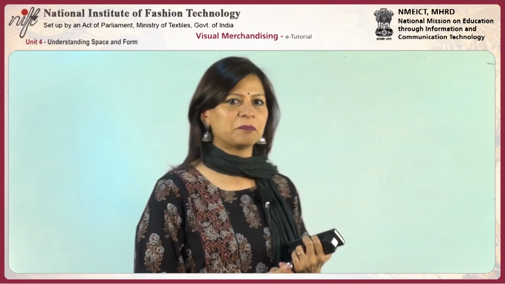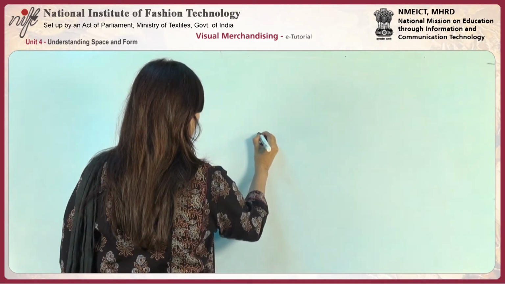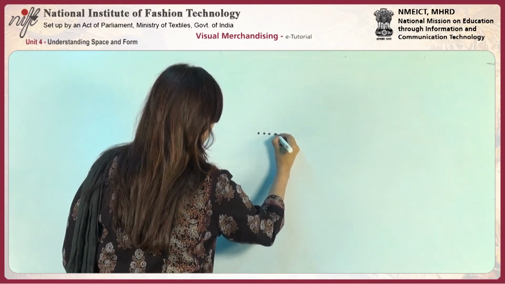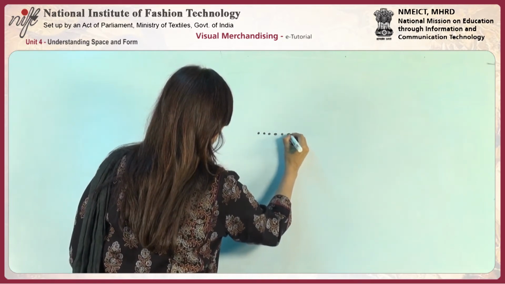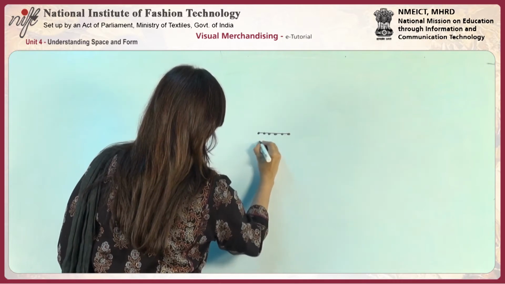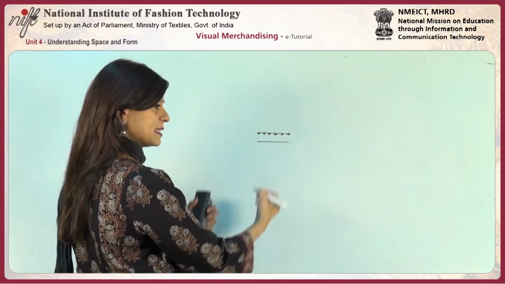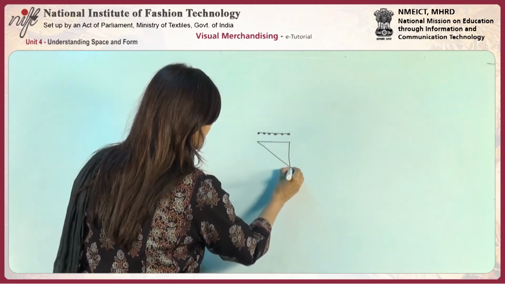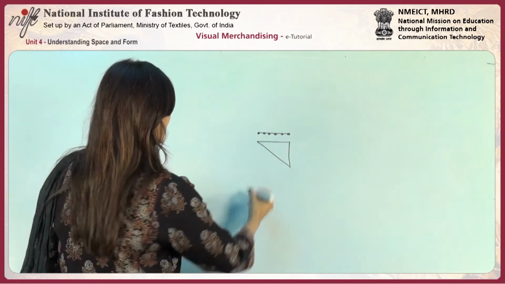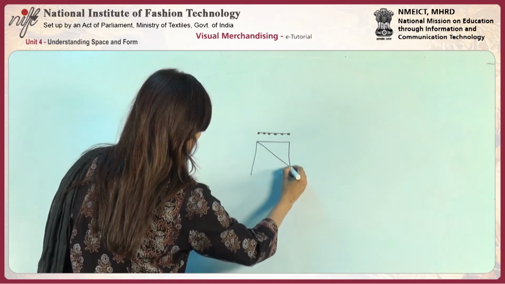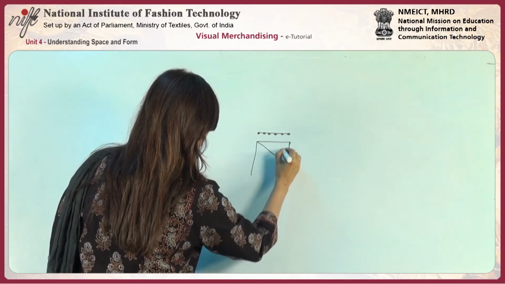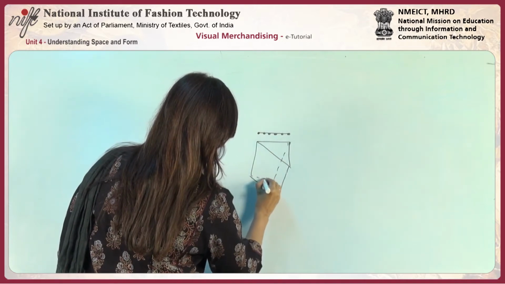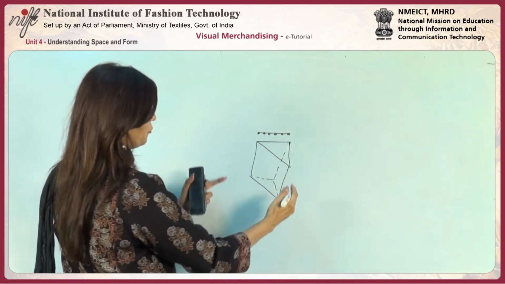So, to recap, we did a point, a series of points make a line, a series of lines make a shape, and when you give a third dimension to the shape, you get a form.